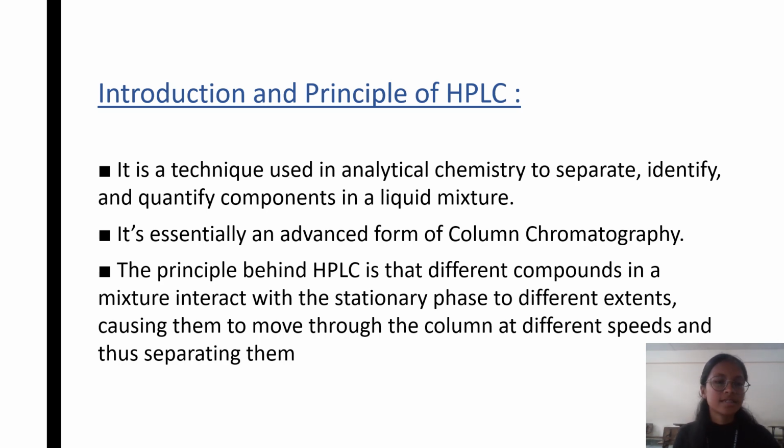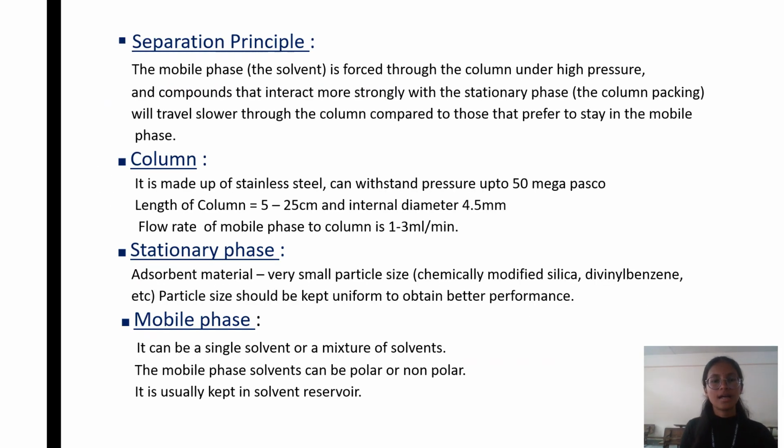So HPLC relies on the difference in how compounds partition between the mobile phase, that is the solvent, and the stationary phase, which is the column packing. We will see in the next slide about the separation principle. The mobile phase, that is the solvent, is forced through the column under high pressure, and compounds that interact more strongly with the stationary phase, that is the column packing, will travel slower through the column compared to those that prefer to stay in the mobile phase.